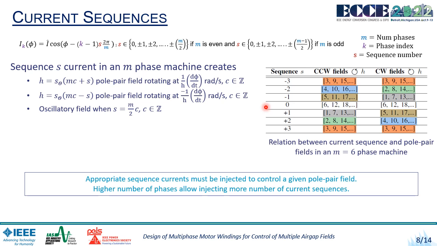The sequence -1 and -2 currents have the same set of pole pair fields but in opposite directions, as shown here. It can be seen from these results that appropriate sequence currents must be injected to control a given pole pair field. Higher number of phases allow injecting more number of current sequences.